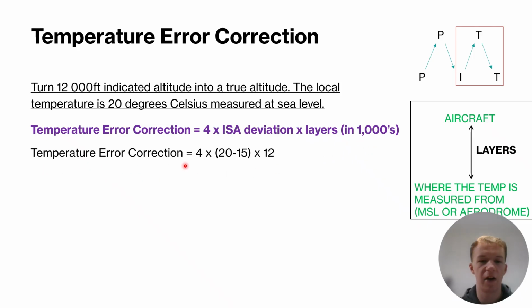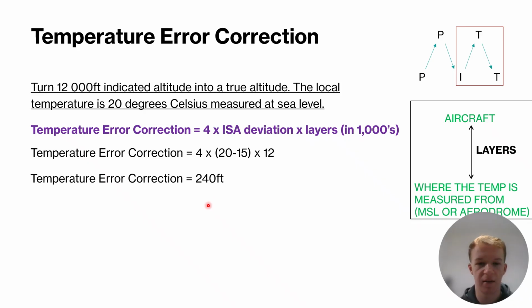So like we got here, temperature error correction, just filling in the formula. We have 4 times the isodeviation, so that's 20 degrees Celsius, so 5 degrees isodeviation difference from 15. So 20 minus 15 to find the difference, times the layers. The local temperature was measured at mean sea level, so we take the difference between the aircraft at 12,000 feet and mean sea level, which is 12,000 feet. So the layers in thousands would be 12. Simplifying the formula, we get 4 times 5 times 12, giving us a temperature error correction of 240 feet.